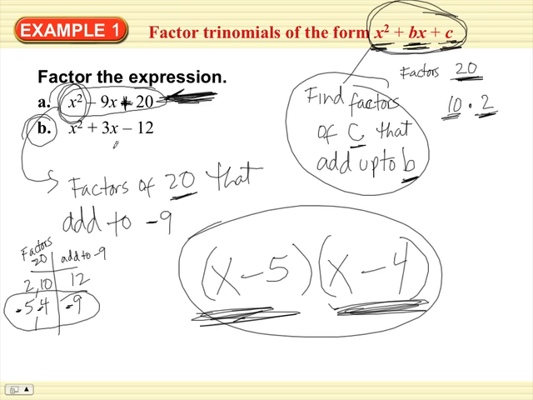Okay, factors of negative 12. That's factors of c that add to positive 3. So you've got to think a little bit. What are factors of negative 12? First things I think of, negative 4 and 3. But that doesn't add to 3, does it? So those are out. Next? 6 and 2. So 6 and 2 make 12. So we've got to make one of them negative.